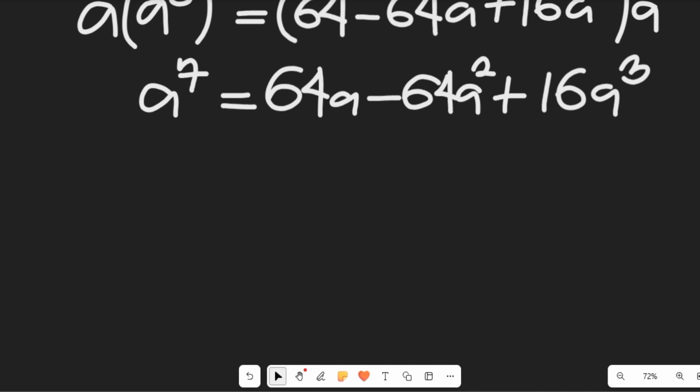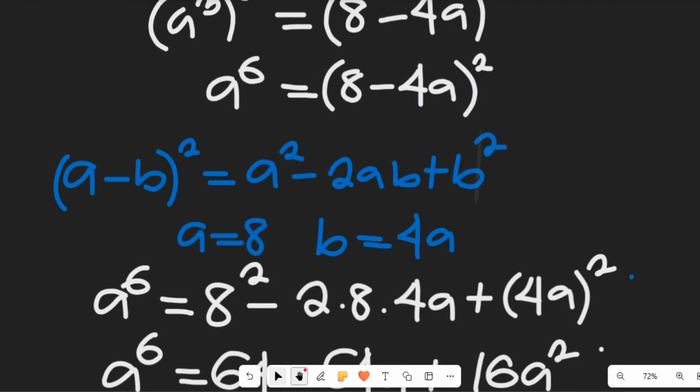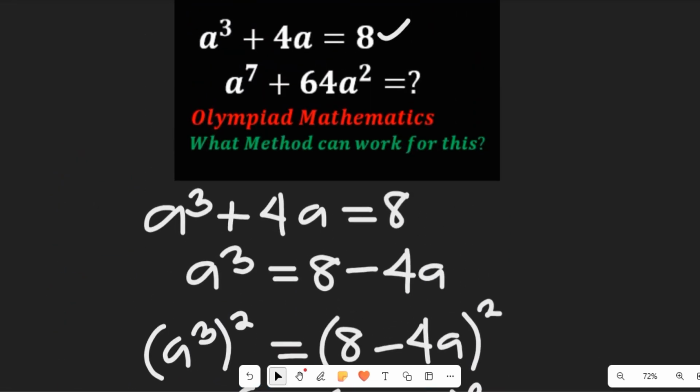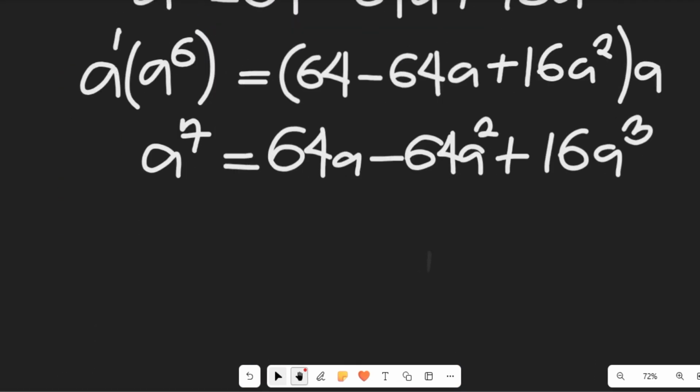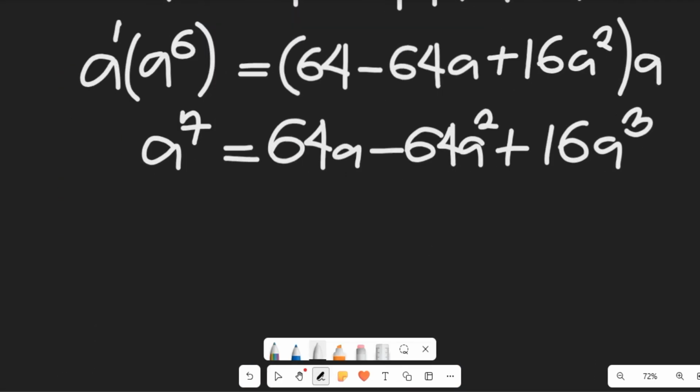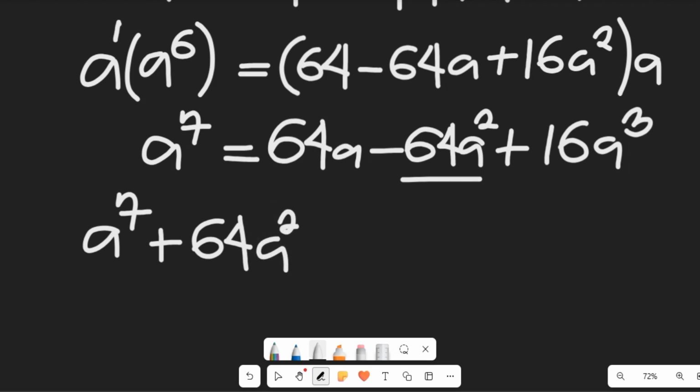Now, I want to arrange this expression such that I can have my second solution: a to the power of 7 plus 64a squared. Now, where do I have 64a squared? Is over here. So what I'm going to do is to move that to the other side. So this is going to give me a to the power of 7 plus 64a squared, and this will be equal to 16a to the power of 3 plus 64a.